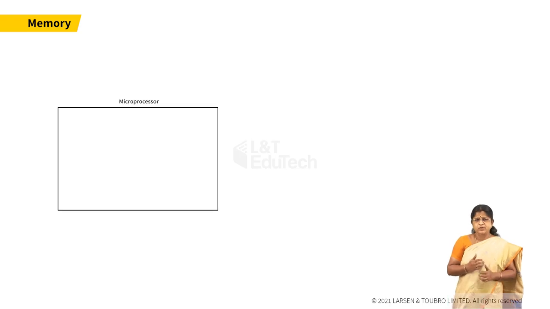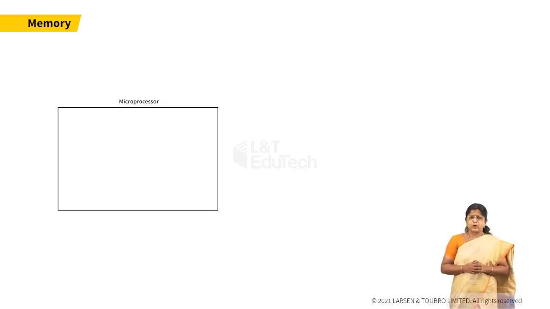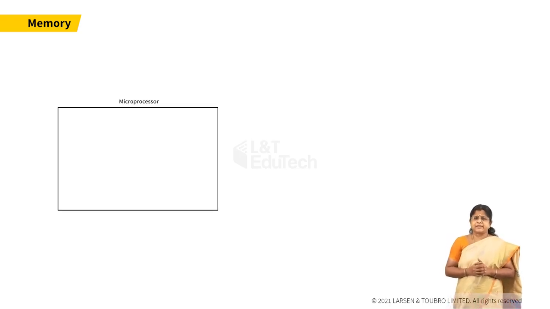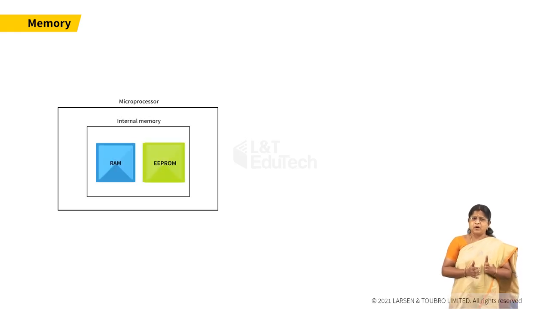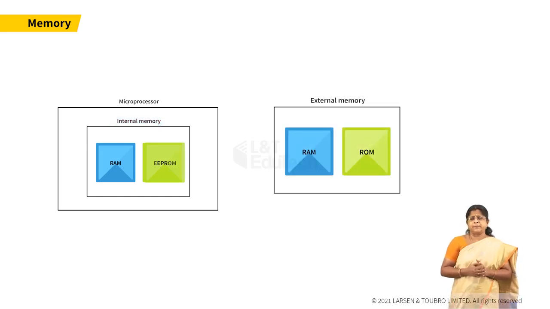Now let us see our key functional block of the microcontroller, which is called the memory. We can visualize the memory of microcontrollers in different categories. First category, on-chip memory or otherwise called internal memory. And second category called external memory.